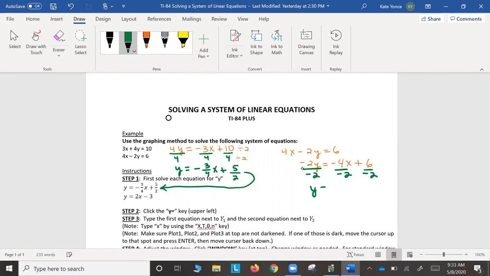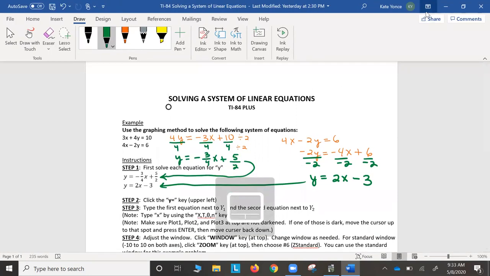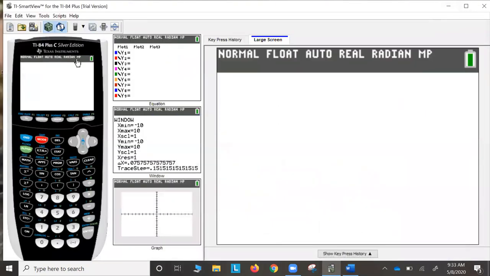And I'll clean this up a little bit. Negative 4 over negative 2 is positive 2x. Positive 6 over negative 2 is minus 3. And that is our second equation there. Now we will go to our graphing calculator and input those two equations into our y equals key.